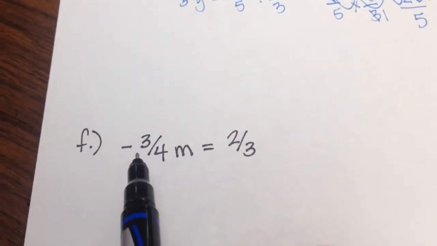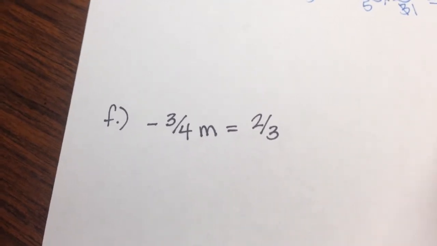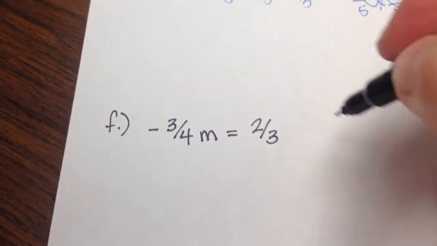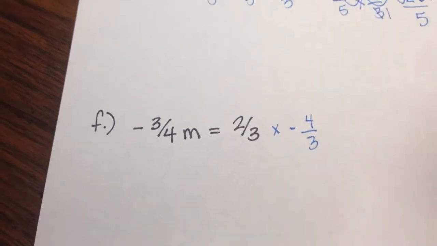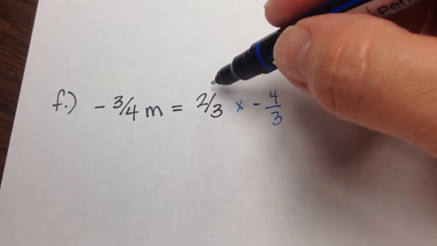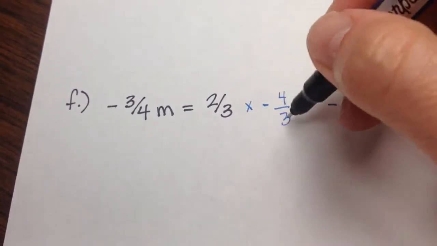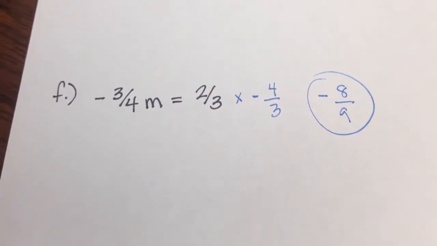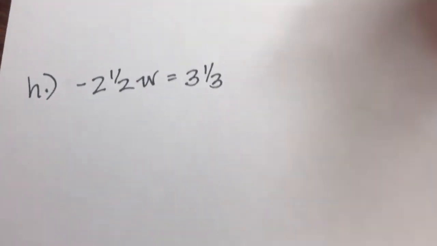Okay. Negative 3/4 m equals 2/3. What do I have to do? Divide, which is actually multiply the reciprocal. All right, so I'm just going to do this. Times negative 4 over 3. Can I do any cross canceling? No, I cannot. 2 times negative 4 is what? Negative 8. 3 times 3 is 9, so I have negative 8 over 9. Yes? Yes. All right.